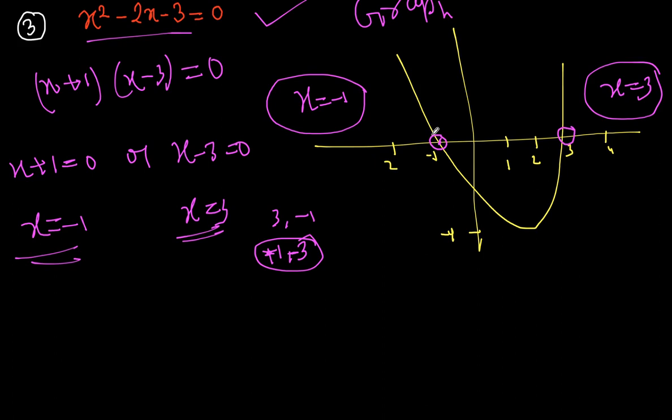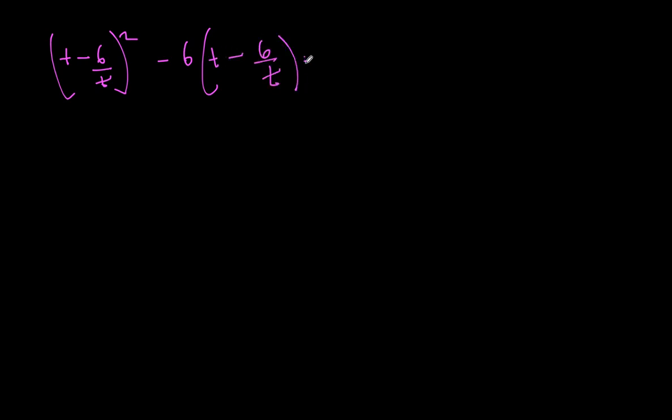Okay, so the next method is the substitution method, and it would be like this. Suppose a difficult problem is given, something like (t minus 6 over t) whole square minus 6 t over t plus 5. We know this is a quadratic equation, but the difficulty is inside the bracket.